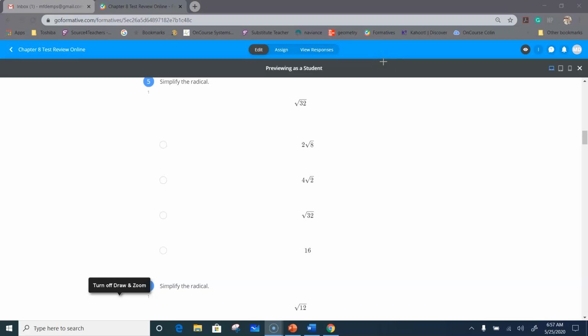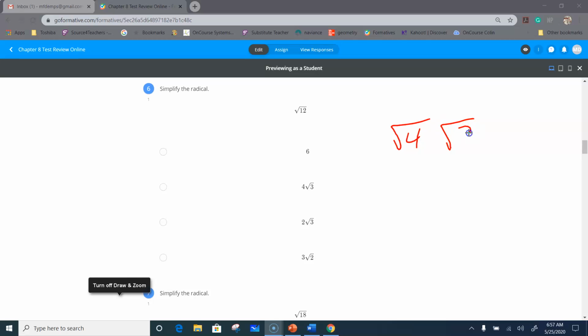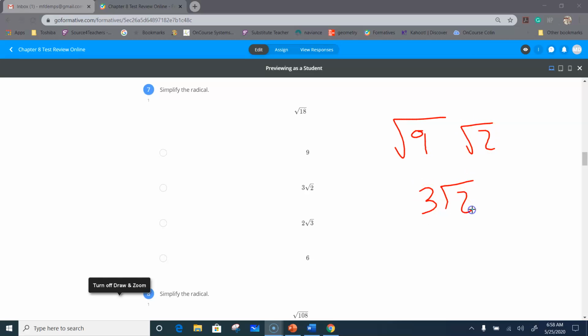Square root of 32, sure, 4 would go into that, but the biggest perfect square that goes into 32 is 16. So this would be, take the square root of 16, that's 4, square root of 2. Square root of 12, we can break that into the square root of 4 times the square root of 3. It's 2 radical 3. 18 would divide evenly into 9 times 2. Square root of 9 is 3. He comes out. Square root of 2 continues to live under there.